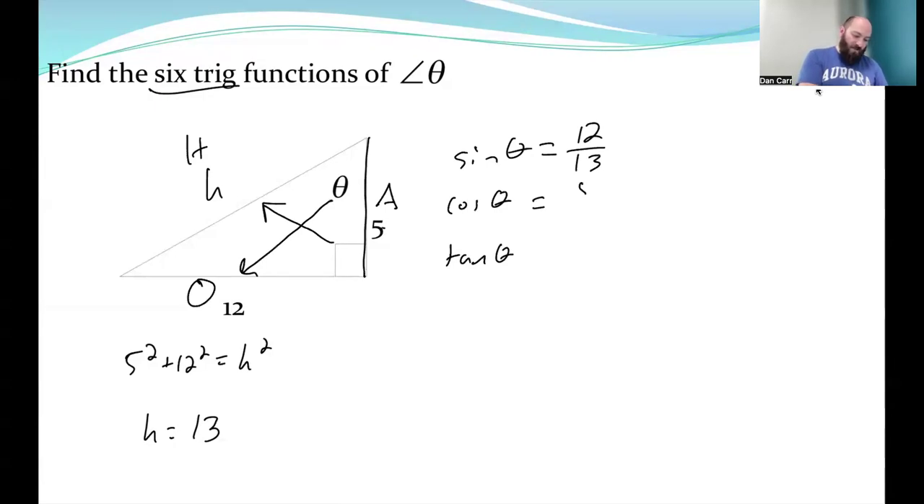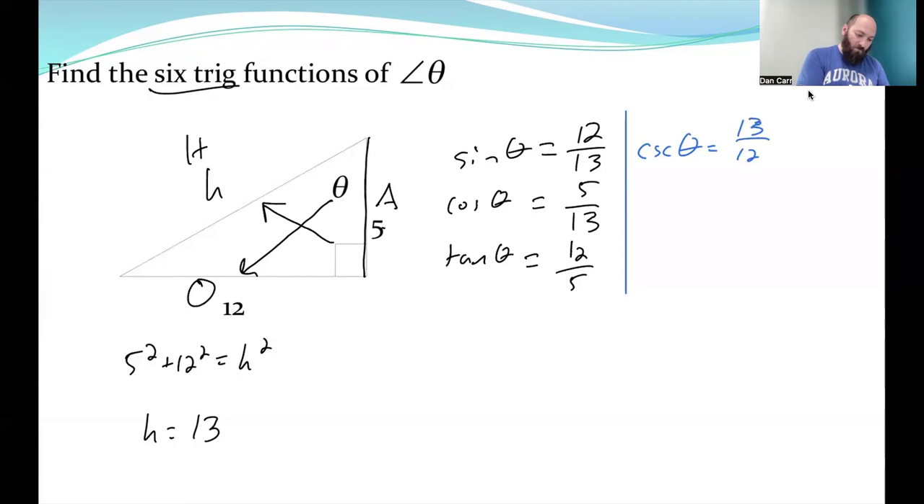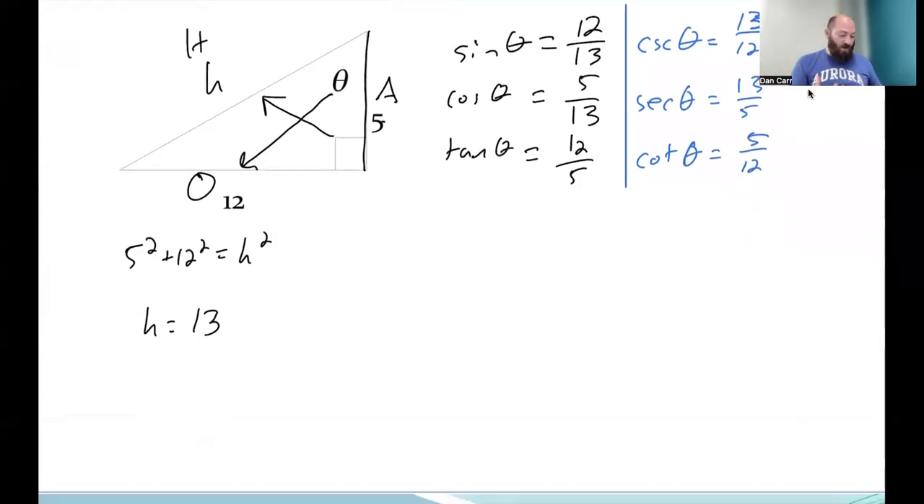Cosine of theta is the adjacent side 5 divided by hypotenuse 13. And then tangent is going to be opposite 12 over adjacent 5. For my reciprocals, those are all going to be just the flipped version of my fractions. So cosecant of theta is going to be 13 over 12. Then the secant of theta is 13 over 5. And the cotangent of theta is going to be 5 over 12. Okay, so that's our basic ideas of how we represent our different ratios and their reciprocals right now.